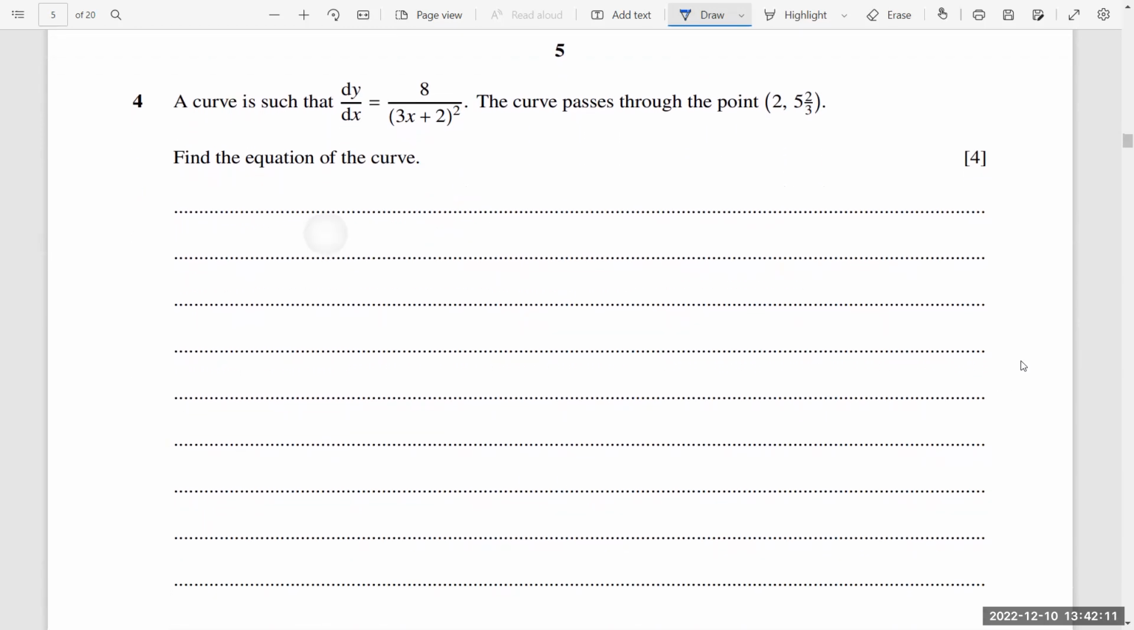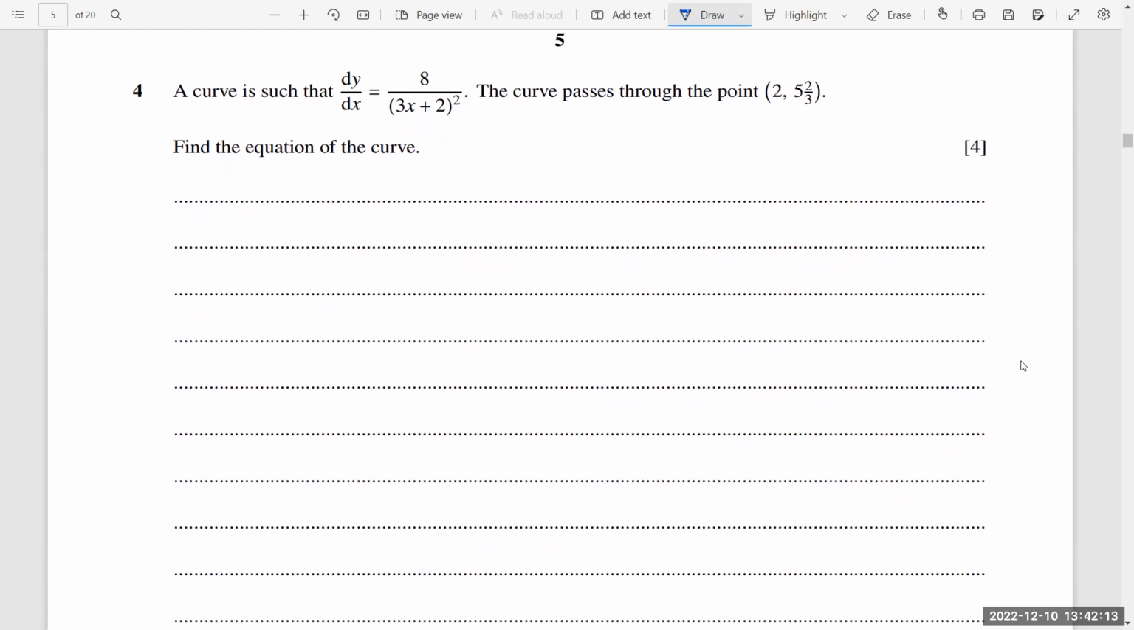Next question: a curve is such that dy by dx equals 8 over (3x plus 2) all squared. The curve passes through the point (2, 5 and 2/3). Find the equation of the curve. I have the derivative. I just rewrite it in this form, 8 times (3x plus 2) to the power of negative 2. I just bring this bracket up here.